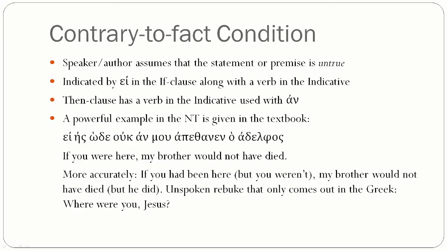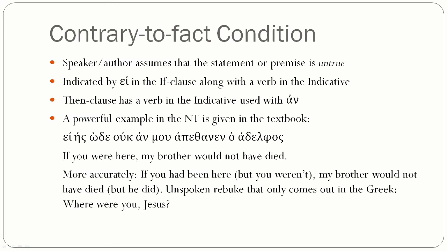Okay, second part of this, the second category of these conditional sentences, called the contrary to fact condition. In this one here, condition 1, or category 1, the speaker or author assumed that the statement was true. Here, with condition 2, the speaker assumes that the statement or the premise is untrue. How do we tell this? By the forms of the sentence.